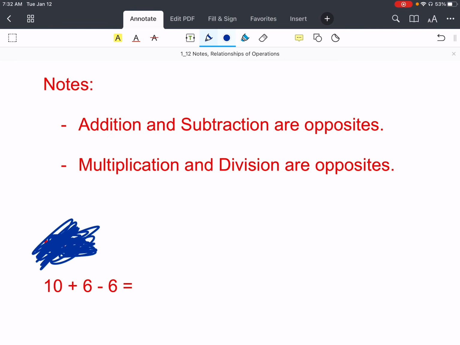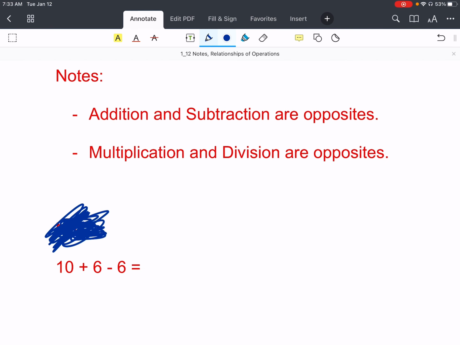So if we look at our first little example, we have sort of a weird problem. We have 10 and then plus 6 minus 6. So we start with an original number, which is 10, and we are adding 6 and then subtracting 6 right away, which I know doesn't make a lot of sense in this context, but if we did this addition and subtraction, we would say, well, 10 plus 6 is 16, and then we'd have 16 minus 6, which would equal 10. So we would get back to our original number.